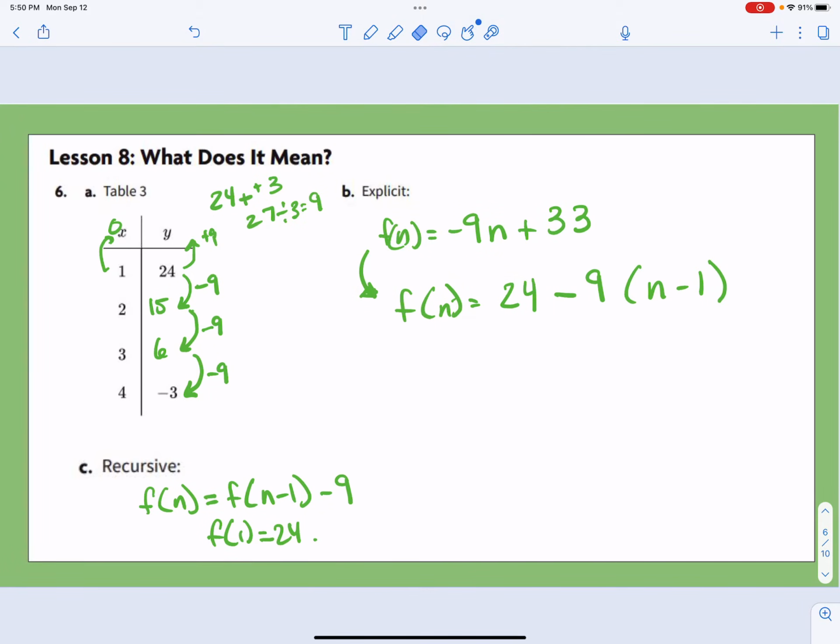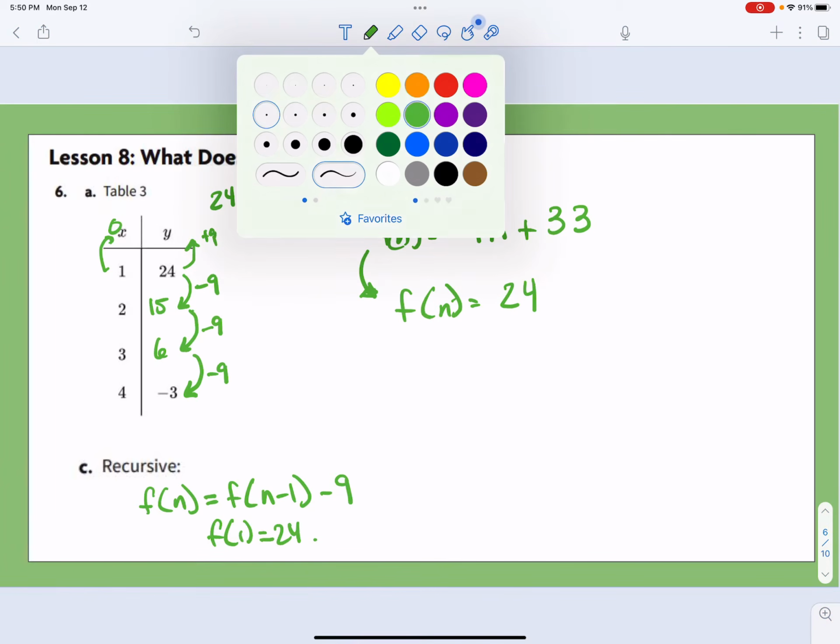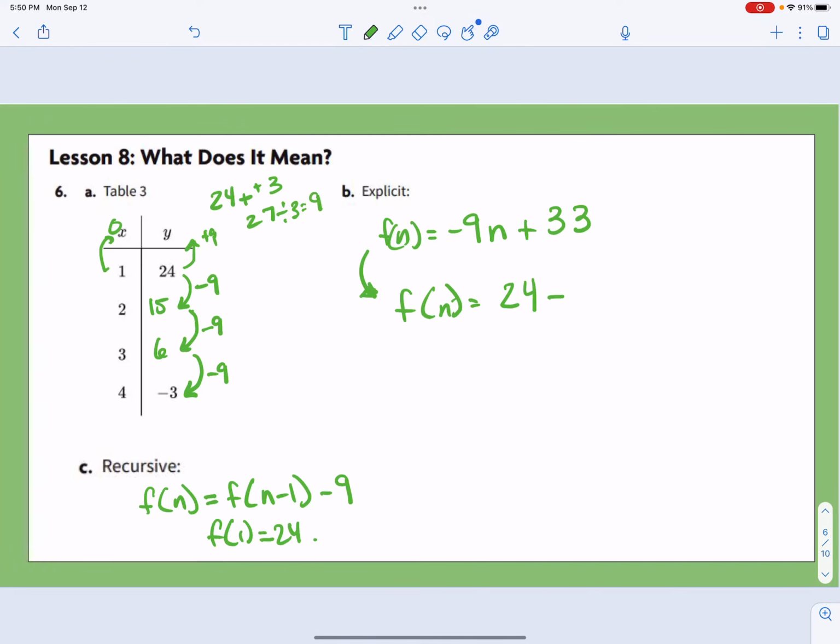property, I would say, oops, that's not what I want to do, sorry. Let's go back. So let's go back. So 9 times n minus 1.